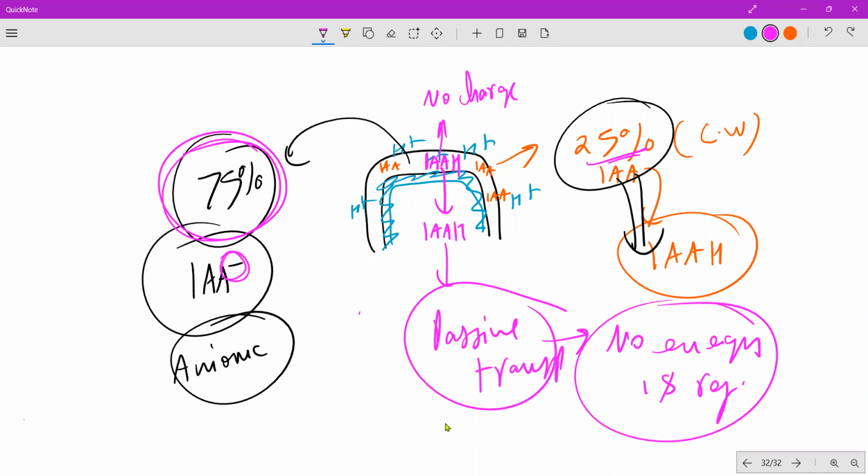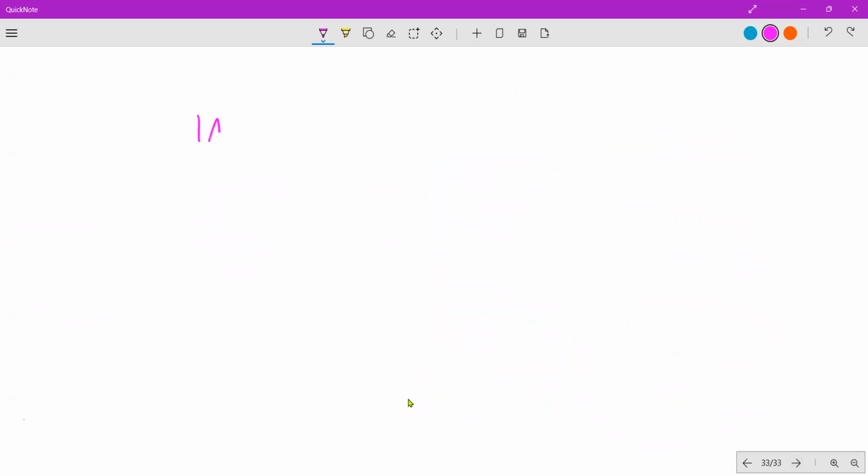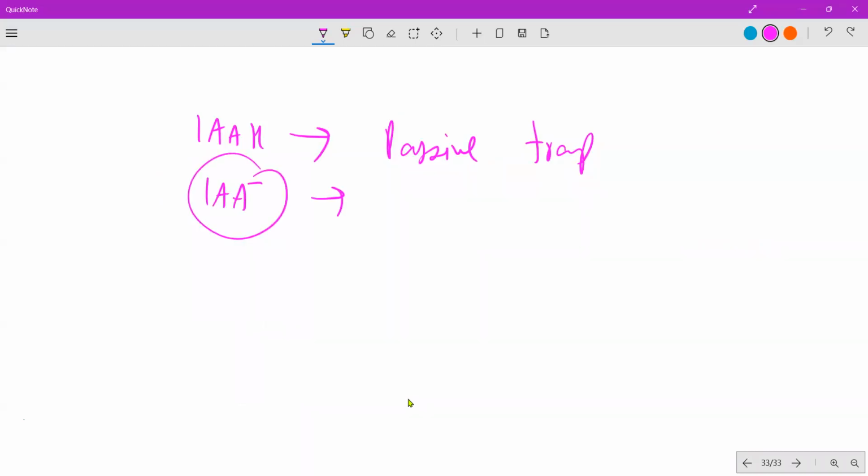So the question is how this 75% will pass through, because it is present in the anionic form, and that is the real problem that we have. And that is why for the transport of 75% auxin, which is anionic, it requires active transport. ये क्या था? Passive था. मतलब जो protonated form है, this can be transported via passive transport. लेकिन जो बाकी का 75% है, जो anionic form है, to transport this, we need energy, my friend. It requires active transport.